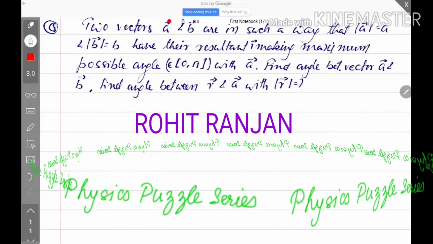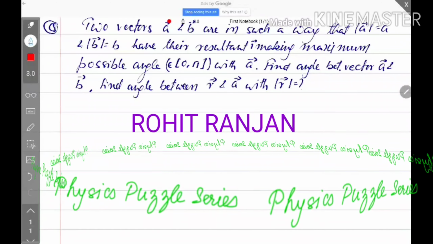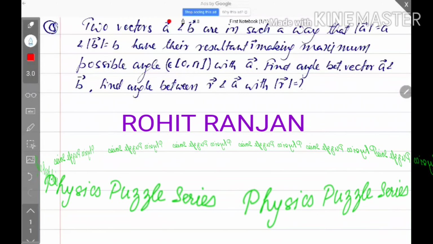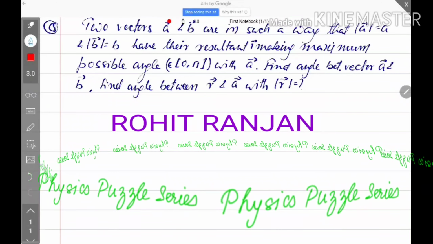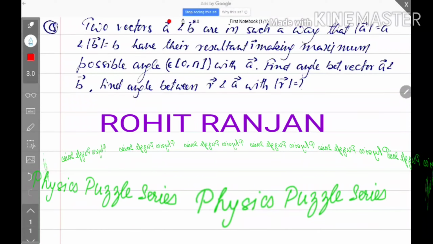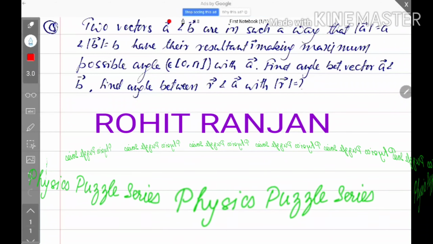Welcome students. Let us come to the next question of the series physics puzzles. Here again this is a question of vector.